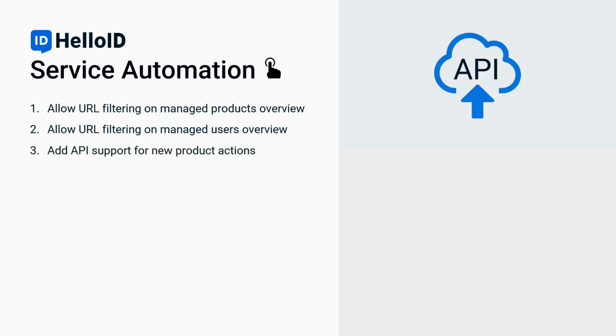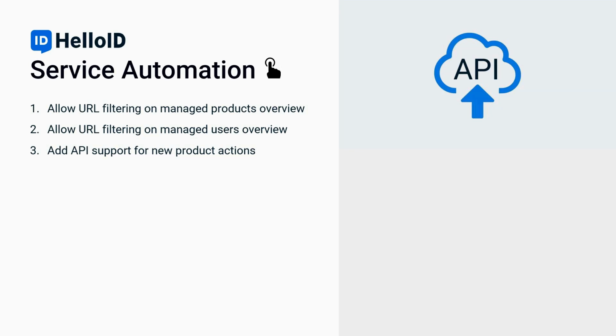Our third new feature is API support for the new product actions. We have introduced a new API endpoint to manage self-service products supporting the new product actions that run on the Service Automation Cloud or local agent. This, for example, allows you to create a custom product synchronization between one of your target systems and HelloID products using the new product actions.